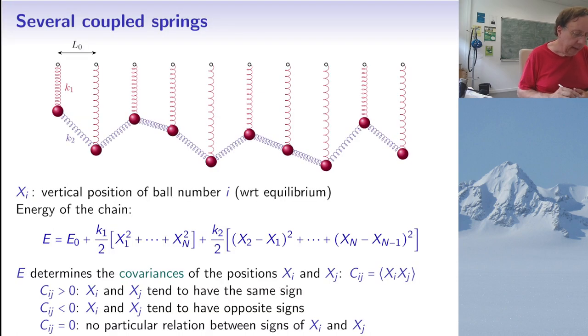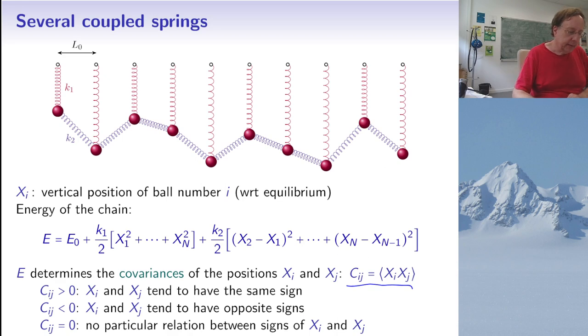And the important point is that this multivariate normal distribution is completely specified by what are called the covariances, which are generalizations of the variances, which are these coefficients Cij, which are the average of xi times xj. And the idea is that if Cij is positive, it means that xi and xj tend to have the same sign. If it's negative, they tend to have opposite signs. And if it's zero, there's no particular relation between the signs. So zero correlation is true if xi and xj are independent, but it doesn't imply they are independent.